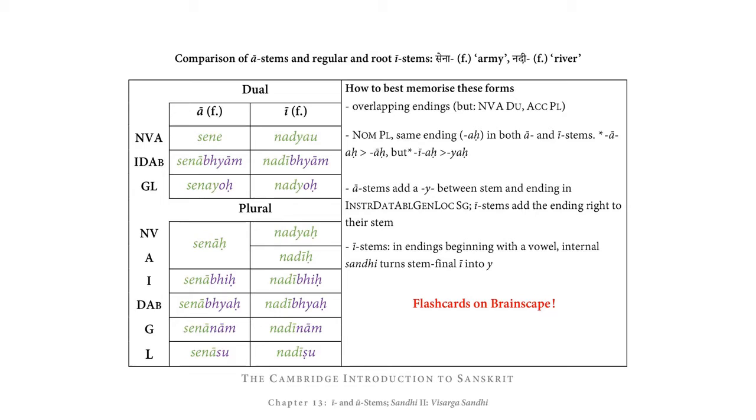In the dative ablative, Senabhyah, Nadibhyah. Again, you take the stem and you add bhyah. Senanam, Nadinam. You take the stem, you add nam. And then the locative, Senasu, Nadishu, you take the stem, you add su. But in the case of long I stems, because of the ruki rule, the su then changes into shu.